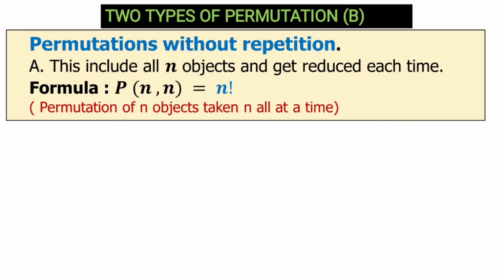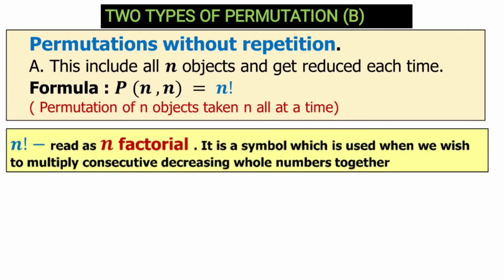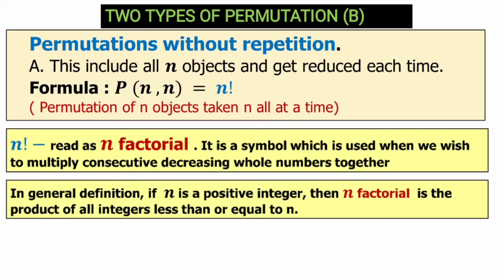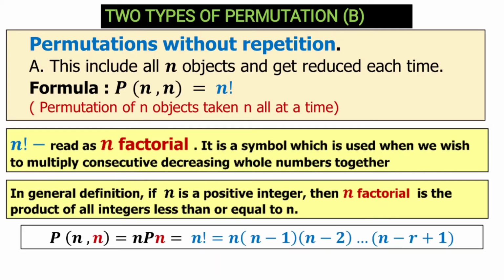Dito naman tayo sa pangalawang type ng permutation, which is permutations without repetition na may dalawang conditions, pero dito muna tayo sa permutation of n objects taken n all at a time. These include all n objects and get reduced each time. Gagamitin natin ang formulang P quantity nn is equal to n factorial. N exclamation mark can be read as n factorial. It is a symbol which is used when we wish to multiply consecutive decreasing whole numbers together. In general definition, if n is a positive integer, then n factorial is the product of all integers less than or equal to n.